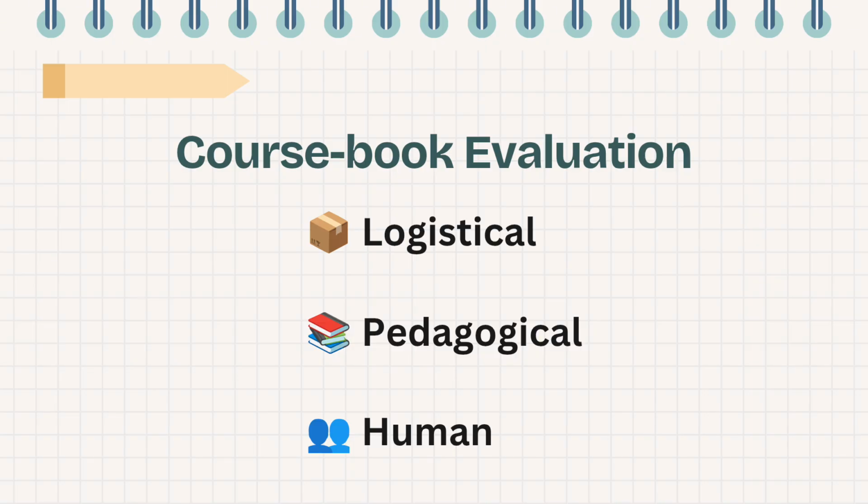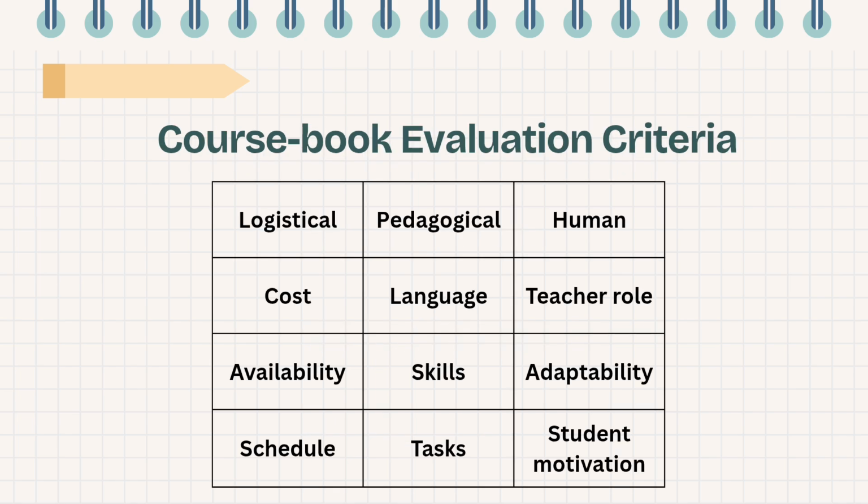Now, let's discuss course book evaluation. When evaluating a course book, we generally focus on three major areas. These are logistical factors, pedagogical factors, and human factors. Together, these areas help determine whether a book is suitable for a particular ESP course or not. First are logistical factors. These include the cost of the book, its availability, and whether it fits the institution's schedule and resources.